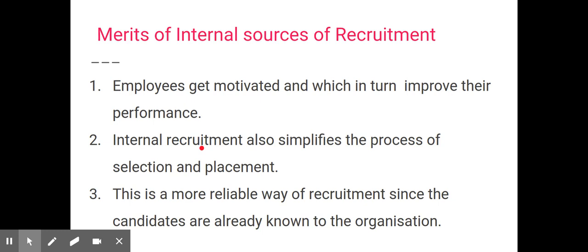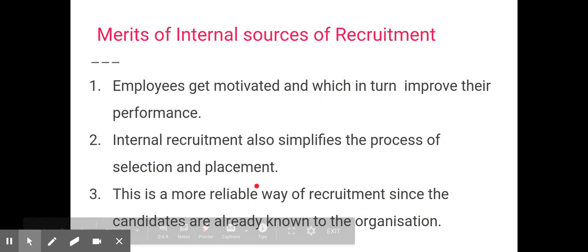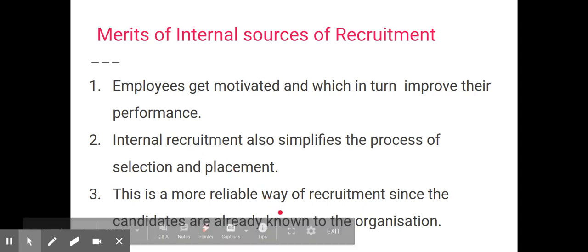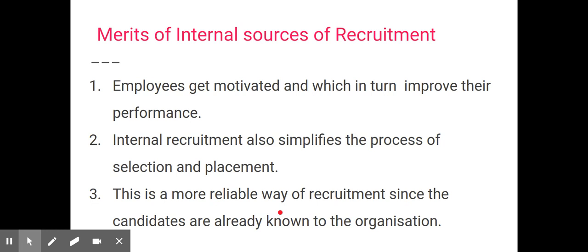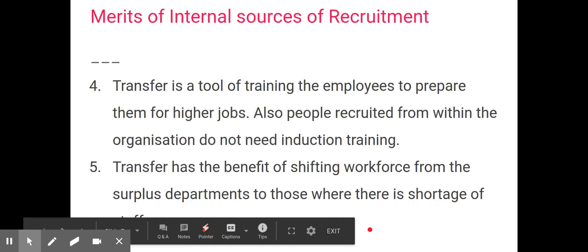Medical checks also he has to undergo. Background checks he has to undergo. So it simplifies the process of selection and placement. If a new employee is placed, then he has to be given induction training to know about the rules and regulations of the organization to which he has been appointed. All those processes are simplified by means of internal recruitment, and this is a more reliable way of recruitment because the person is already working in the organization and we already know him very well. The candidates are already known to the organization.